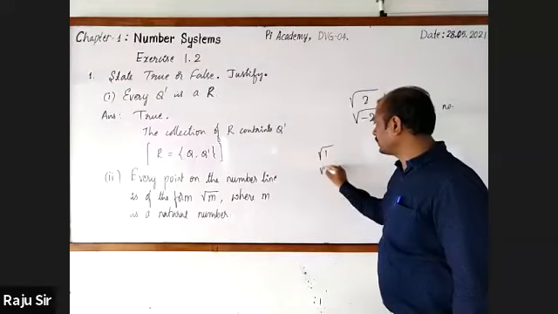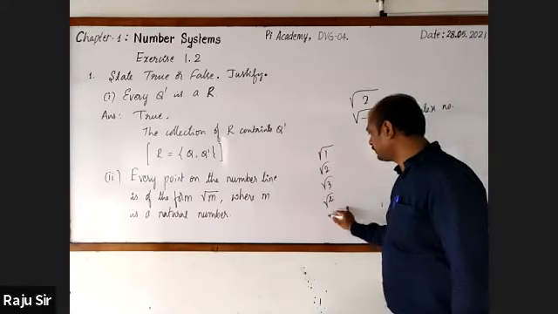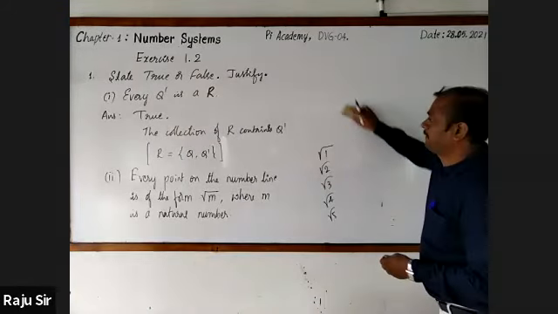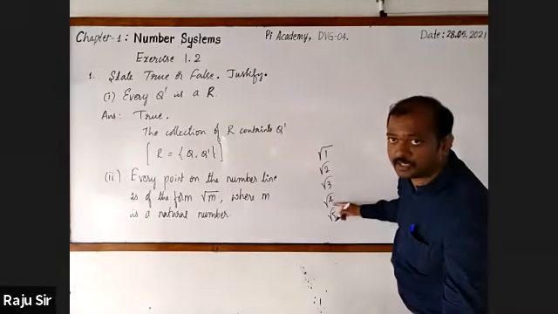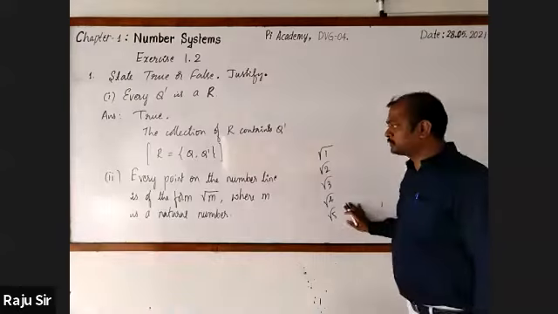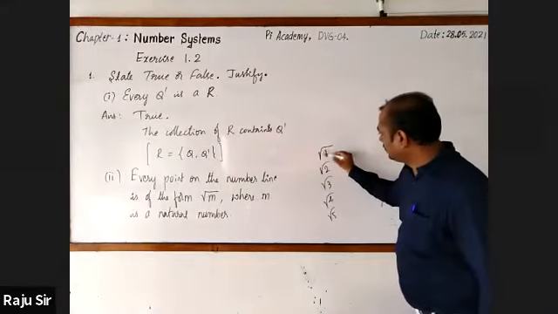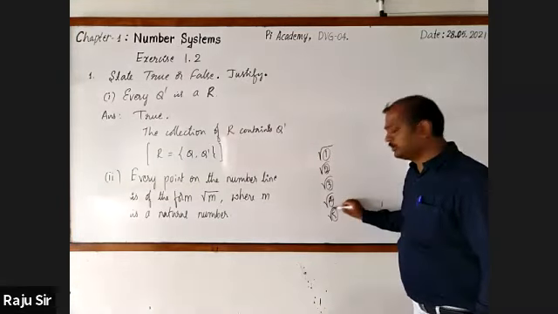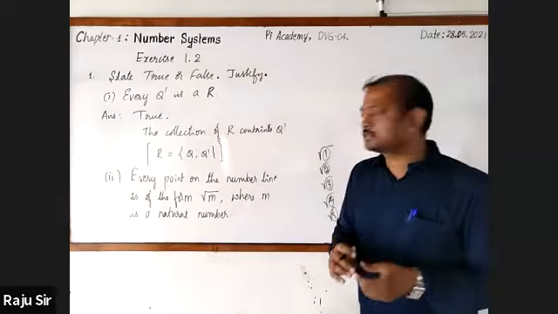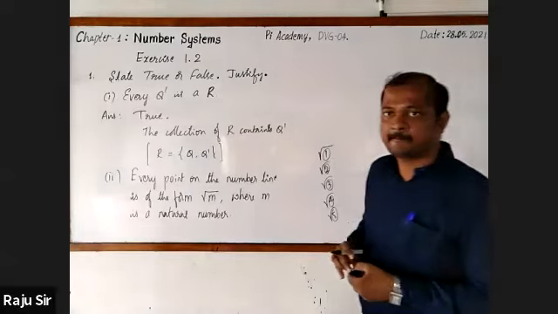Square root of 1, square root of 2, square root of 3, square root of 4, square root of 5. What do you say? Are these points on the number line? Yes, sir. These points will be on the number line, where m is a natural number. Then don't you think that it is true? Then how did you say that it is false? Negative numbers cannot be the square roots of natural numbers.